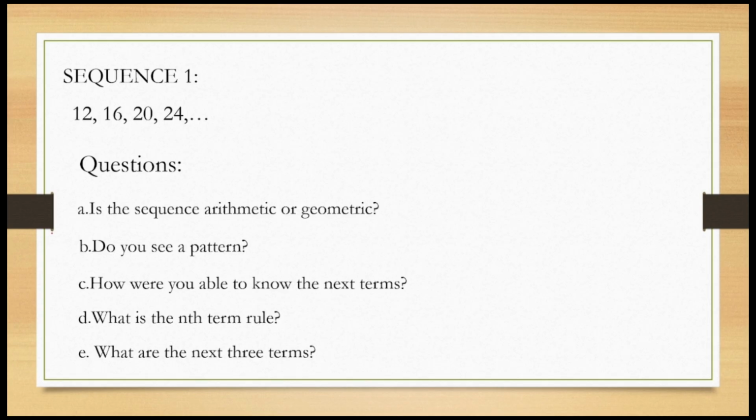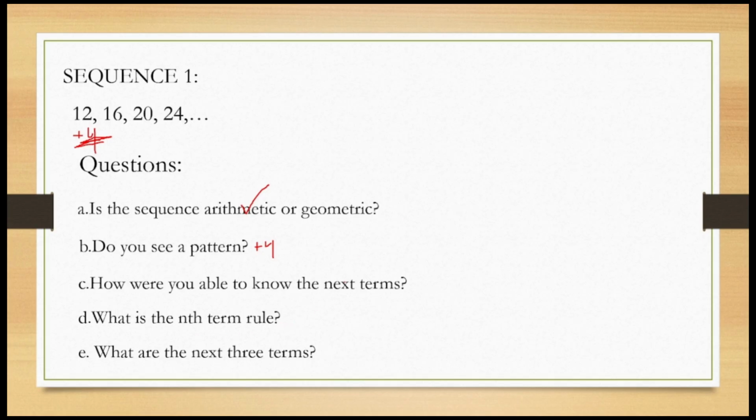So let's start off with A. Is the sequence arithmetic or geometric? Since the pattern here is adding 4, we can identify this as arithmetic because it involves addition. Do you see a pattern? Yes, the pattern is adding 4. How are you able to know the next terms? By following the pattern of adding 4.